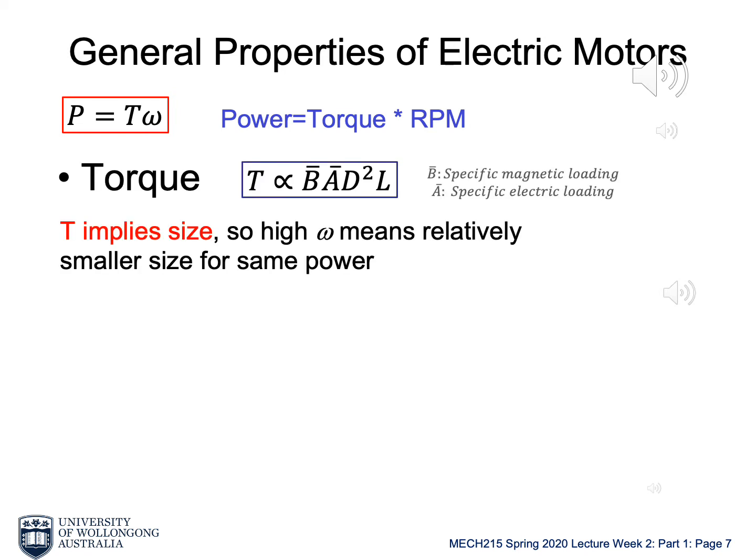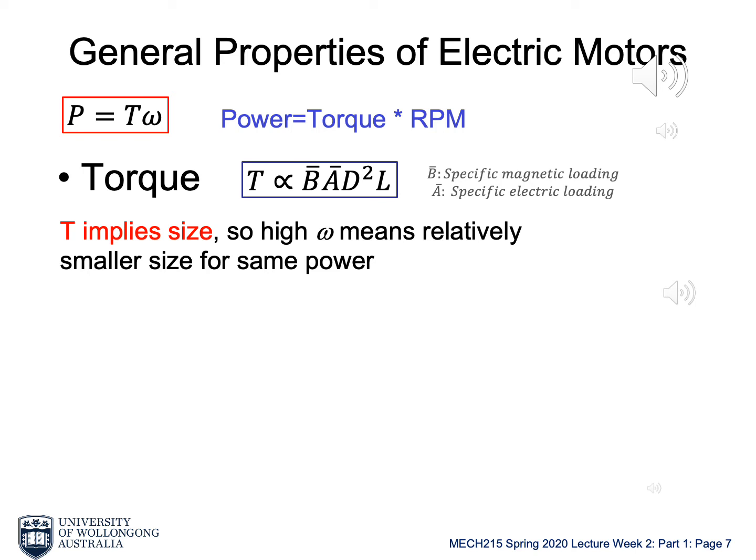The torque of the motor is also proportional to B bar, A bar, D squared L. B and A are the specific magnetic and electrical design of the motor, so it's the structure of the motor. D is the diameter, L is the length. If you think of the motor as a cylinder, then D squared L is the volume of the motor. So you can see the torque is proportional to the volume of the motor if the designs of the motors are similar. So the torque implies the size of the motor, how big the motor will be.